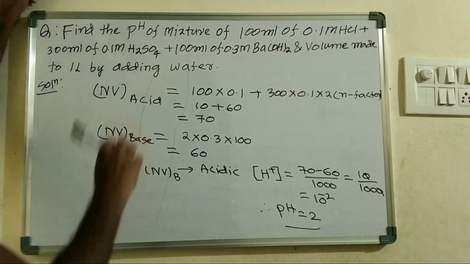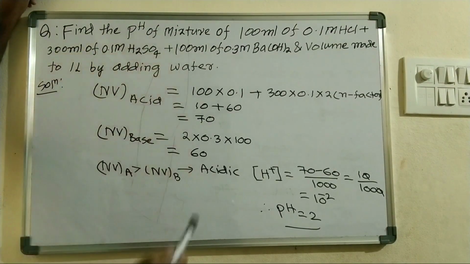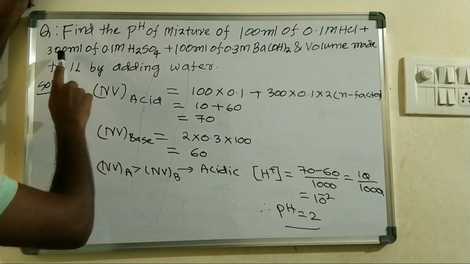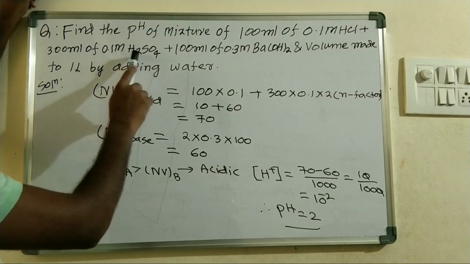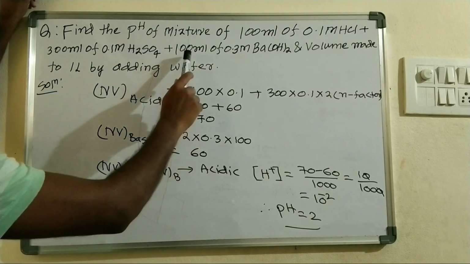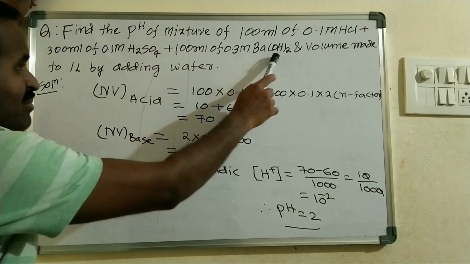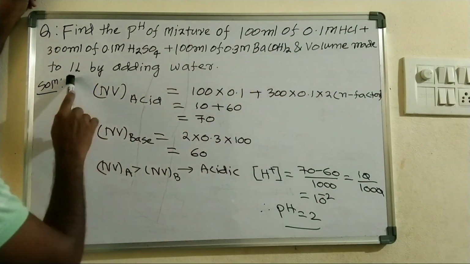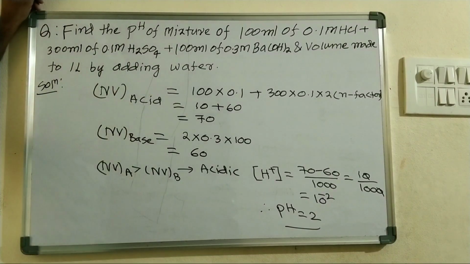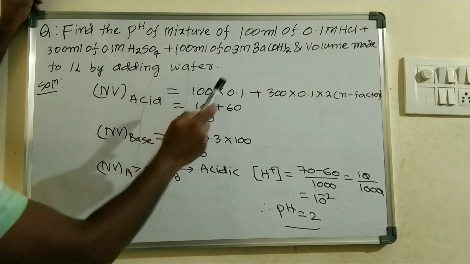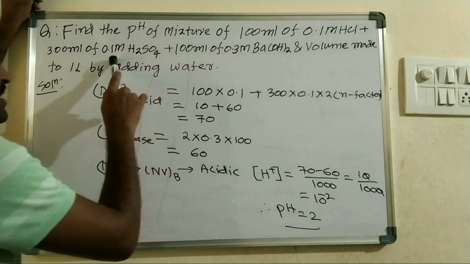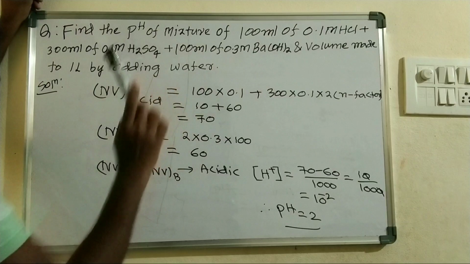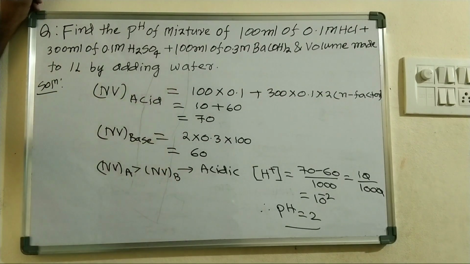The next problem: find the pH of a mixture of 100 ml of 0.1 M HCl and 300 ml of 0.1 M H2SO4 and 100 ml of 0.3 M barium hydroxide, and the total volume is made up to 1 liter by adding water, right? Here they have given 2 acids and 1 base, and the total volume is made up to 1 liter by adding water.